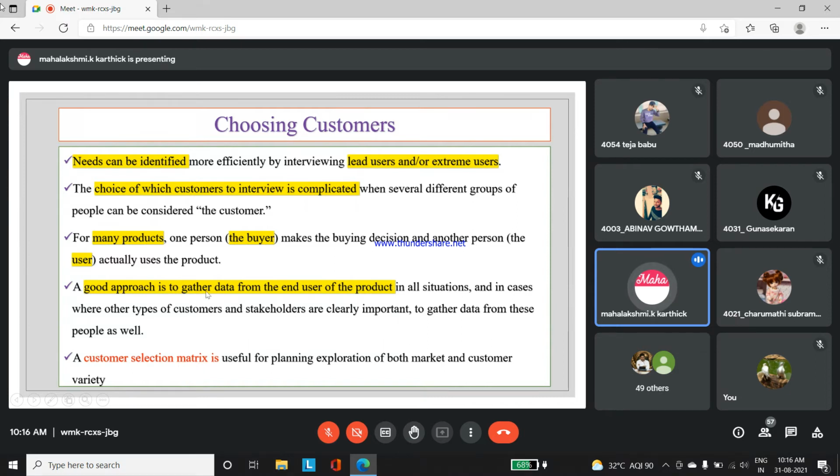Each and every business person, organization or company frames this customer selection matrix. I'll show what that customer selection matrix is. By framing this tabular matrix, you can find out who the real customers are who are in need of our product, who the lead users are, who the esteemed users are.